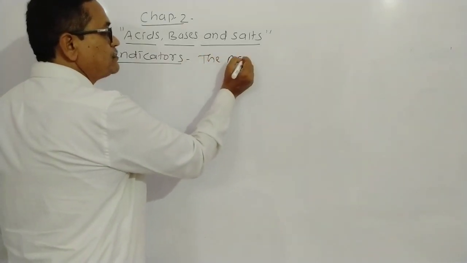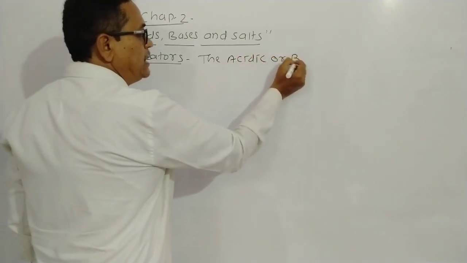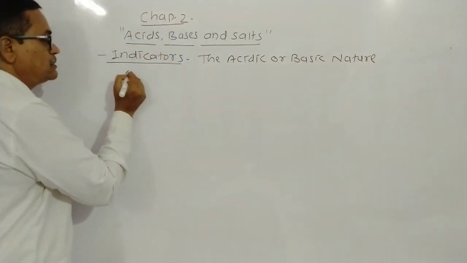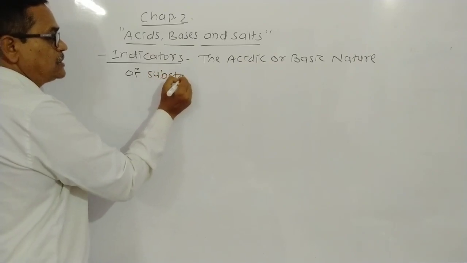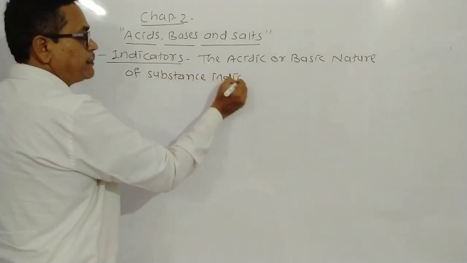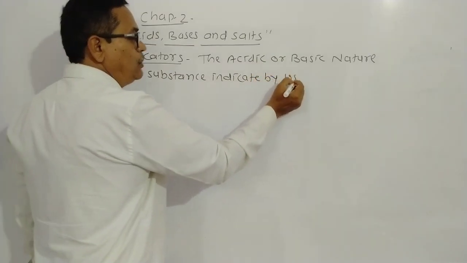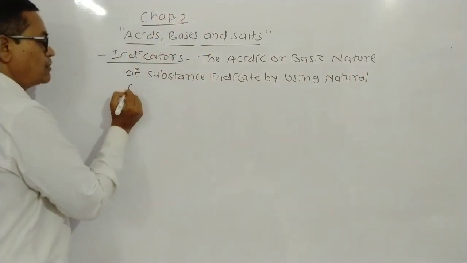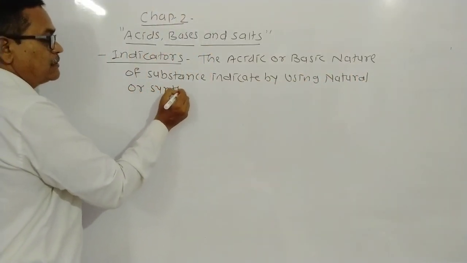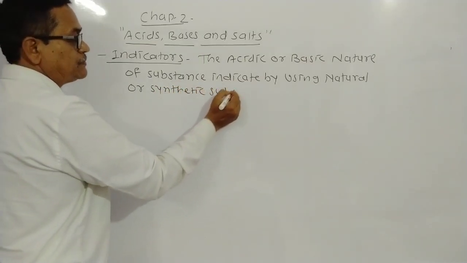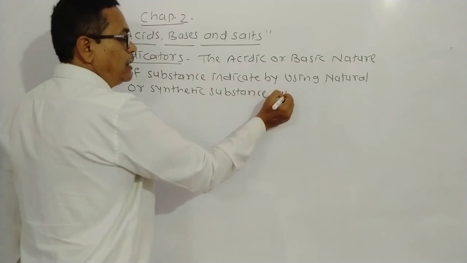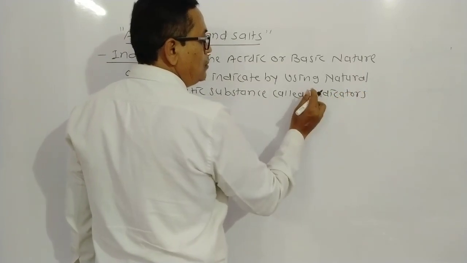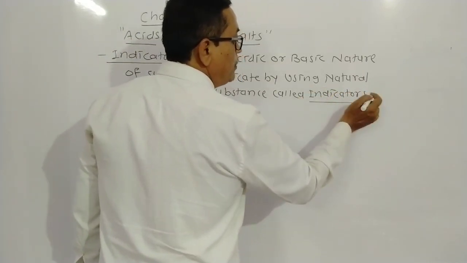The acidic or basic nature of a substance indicated by using a natural or synthetic substance is called an indicator. Look here, that is the definition of indicator.